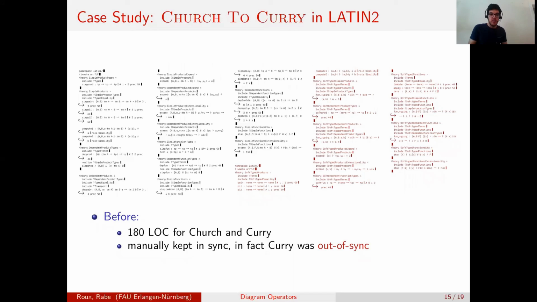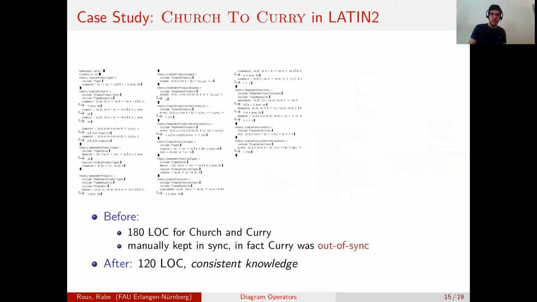Now the red part actually is the Curry run, and we can fully replace it by one line of operator invocation of Church-Curry. Now, the reduction of 60 lines is actually not too important. I'd say 60 lines aren't that much, but the much more important key takeaway is that now we have consistent knowledge now and forever, because no one can fiddle with the formalization of Curry anymore, because it's hidden in the operator invocation line.